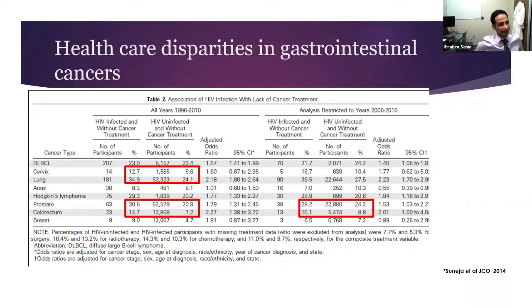As we see on the right side, in the analysis of 2006 to 2010, the problem still remains: the rate of untreated colorectal cancer among the HIV-infected patient population is 16%, versus 8% in the HIV-uninfected patient population. That's actually quite concerning, and this problem is not in GI cancer only. I highlighted some other diseases too, but my focus today is GI cancer. So this is a very challenging situation for the HIV-infected patient population in the United States.